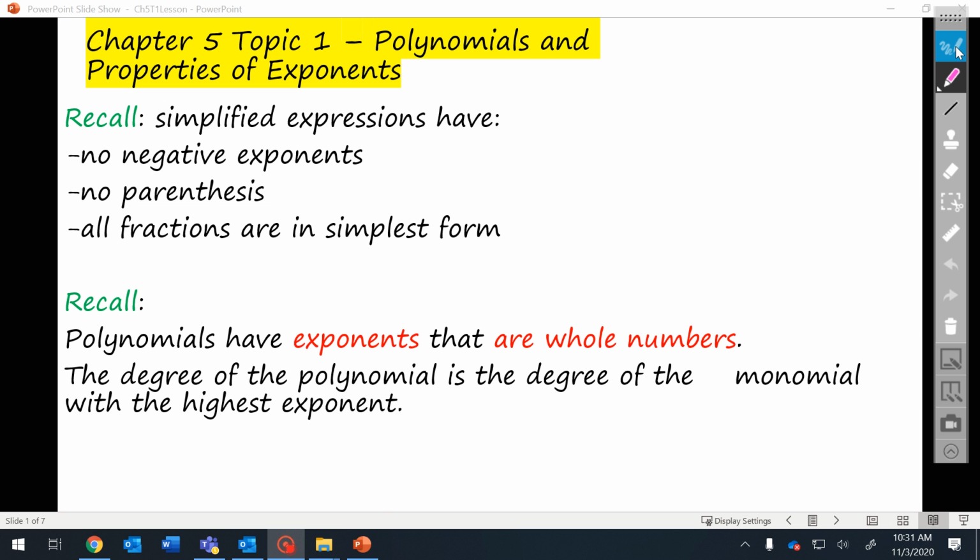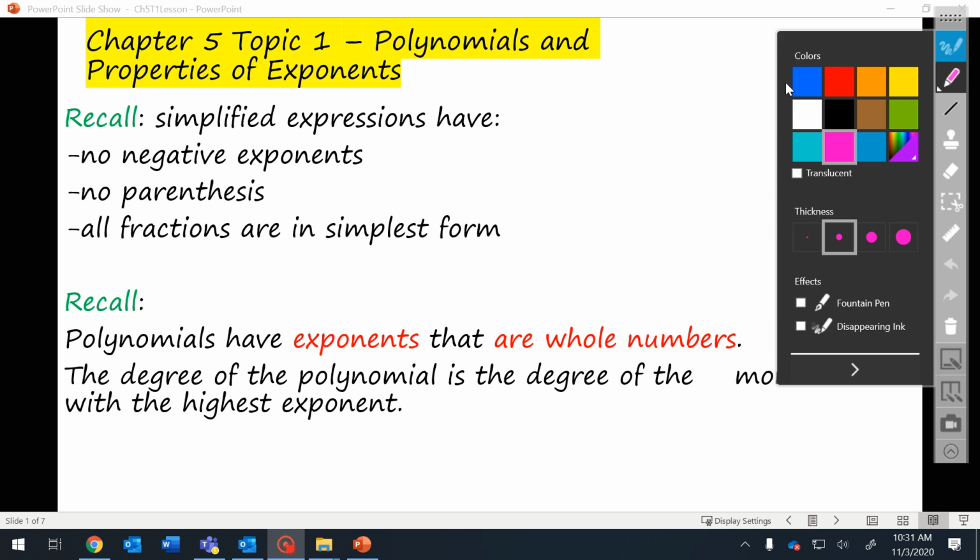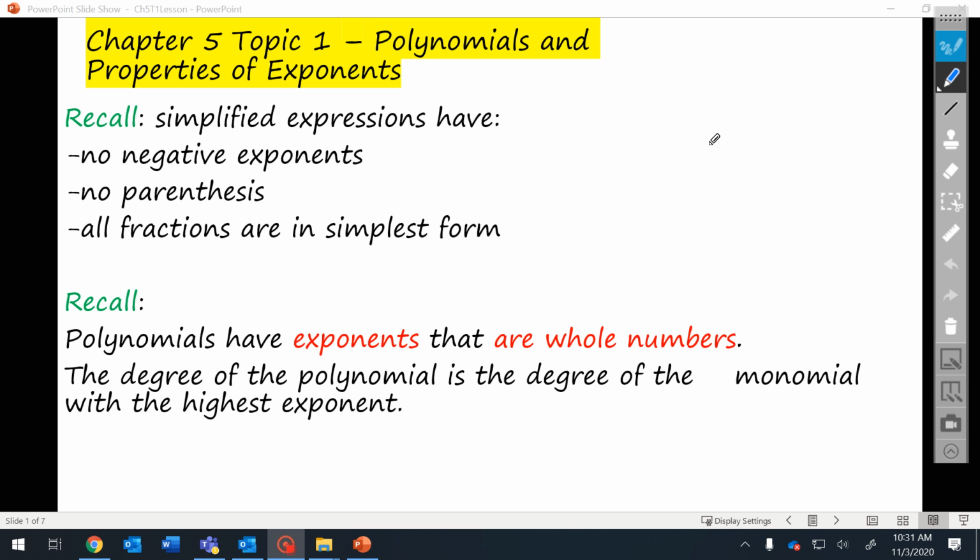All right, welcome to chapter 5. So chapter 5 is going to be about polynomial functions. We looked at a couple types of polynomial functions, linear functions, quadratic functions. They're going to be more higher order, so like x cubed, x to the fourth, stuff like that. But before we talk about that, we do have to talk about exponents.